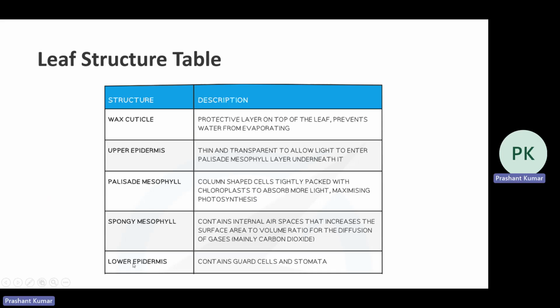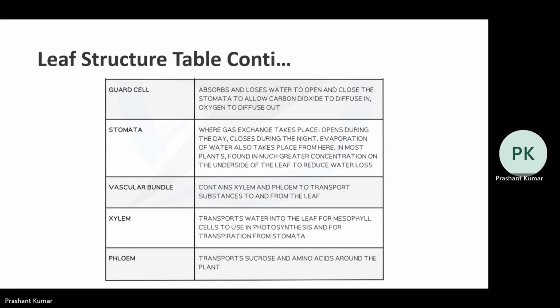CO2 molecules, takes place. Then we have the lower epidermis. The lower epidermis doesn't have chlorophyll except in the guard cells, and there is a gap called stomata. What do guard cells do? Guard cells absorb and lose water so that they can open and close the stomata depending on the condition. When stomata open, gas exchange takes place. What is stomata? Stomata is the place where gas exchange takes place. It opens during the daytime because the photosynthesis process is going on, so exchange of CO2 will obviously go on.